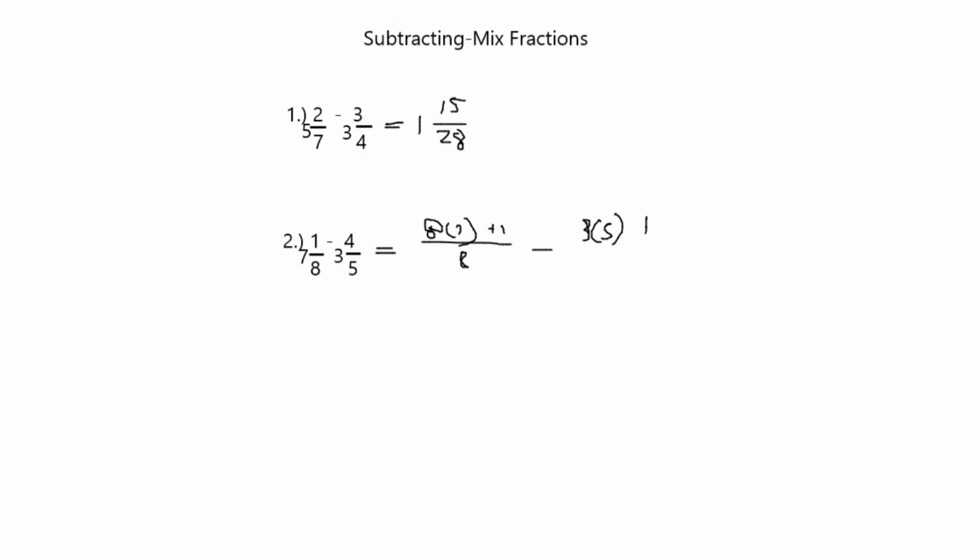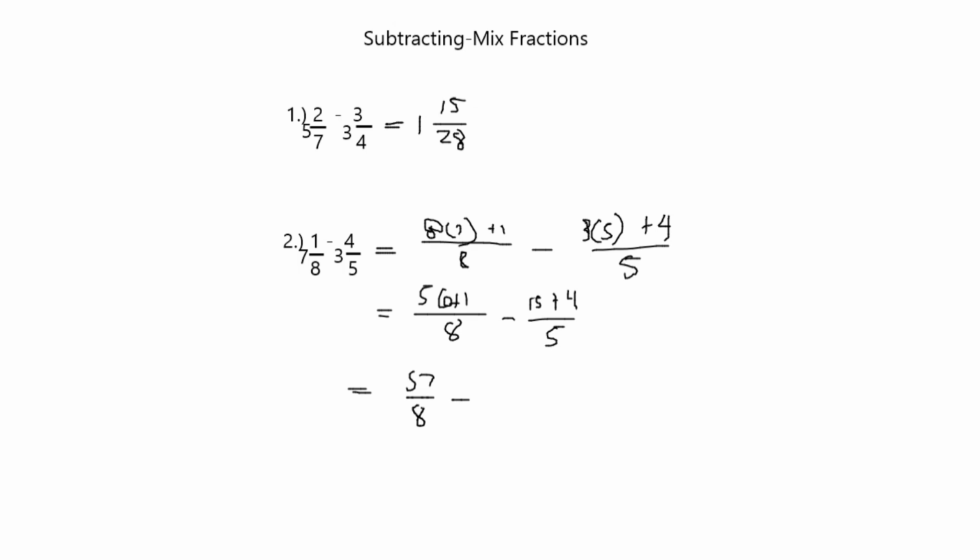We have 5 times 3 plus 4 over 5. 8 times 7 is 56 plus 1 over 8 minus 5 times 3 is 15 plus 4 over 5.